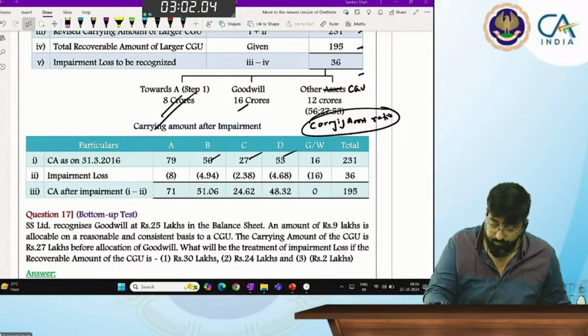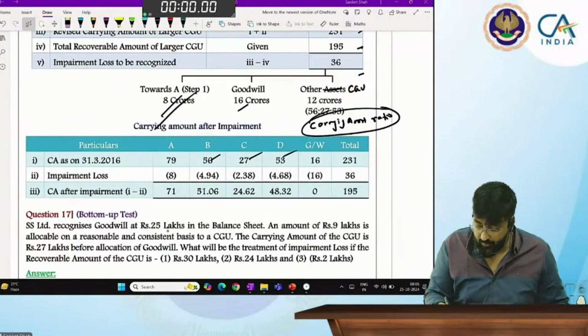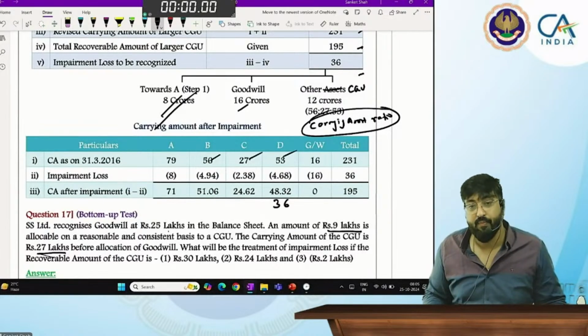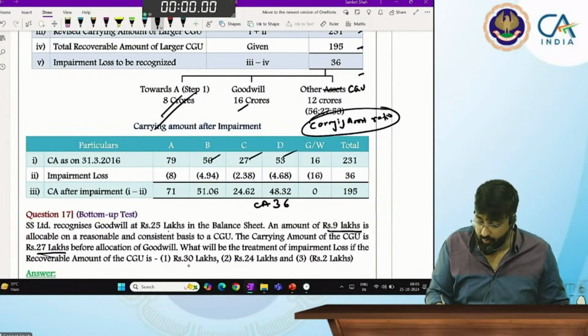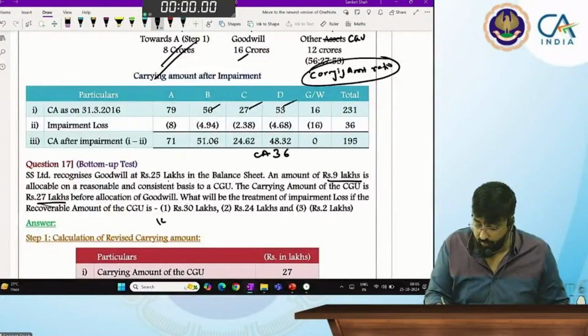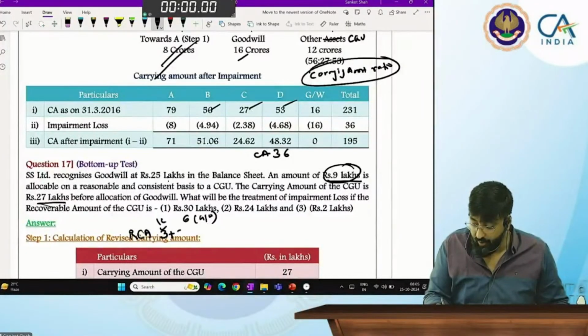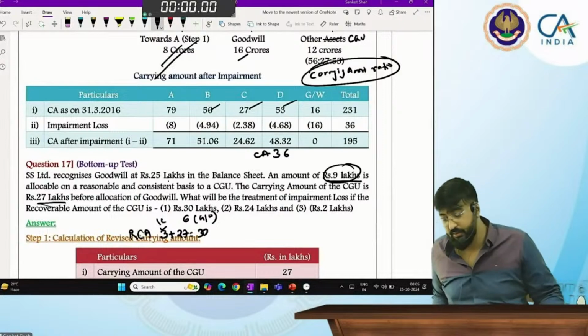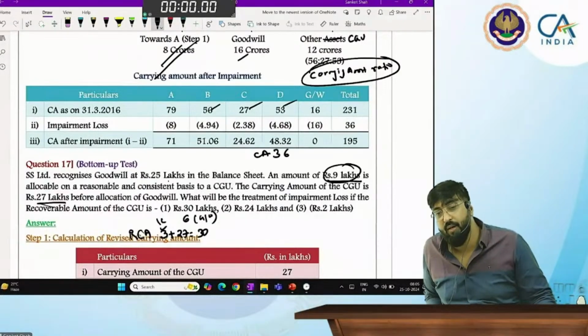Okay. Yes, Rodalin ji, in the first case, 9 lakhs plus 27, say 27, so your answer is 36. Minus 30 recoverable amount. Therefore, impairment loss is 6 lakhs. Now you will adjust it against goodwill first. Against goodwill only. Yes. So you will continue with the revised carrying amount. Goodwill 3 and other assets 27, so 30. Correct. Out of goodwill 9, 6 is gone.